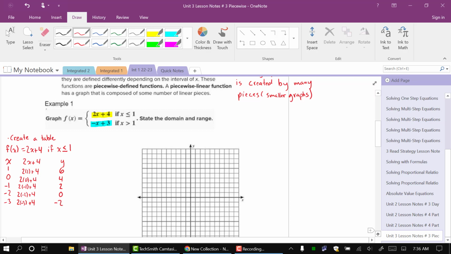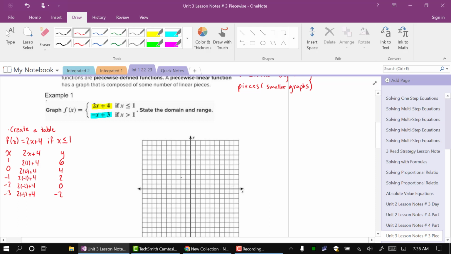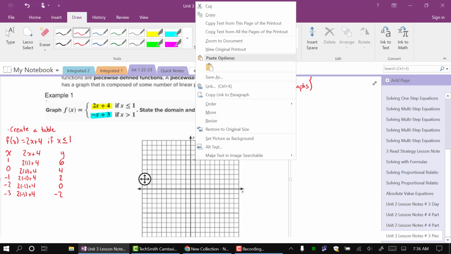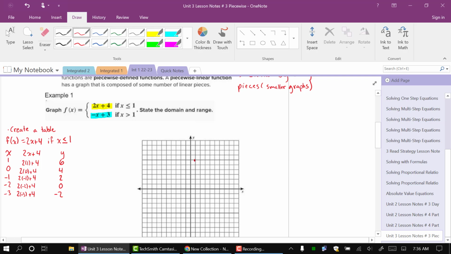So let's go ahead and graph this out. So I'm going to start off with a point at 1, 6. So 1, 6. 1, 2, 3, 4, 5, 6. Now you'll notice that this is greater than or equal to. So because of that, it's going to be an actual point. Then my next point is going to be at 0, 4. Then my next point is going to be at negative 1, 2. And then my next point after that is going to be at negative 2, 0. And then my last point is at negative 3, negative 2. So here are all my points for my first one.